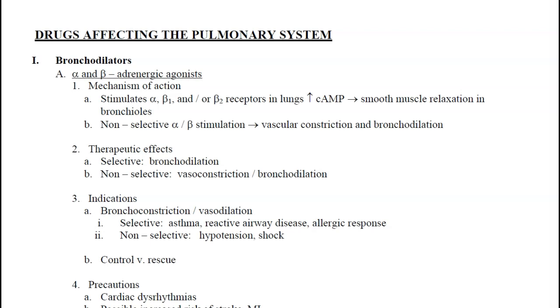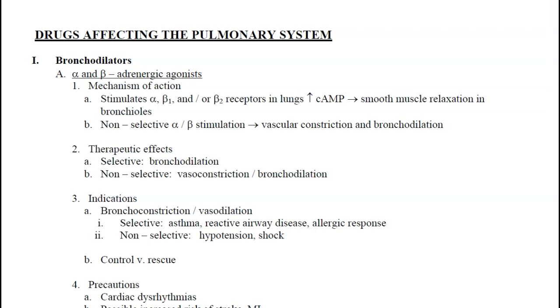The mechanism of action for alpha and beta adrenergic agonists is stimulating the alpha, beta 1, and sometimes, depending on what medication we're talking about, beta 2 receptors in the lungs. And so there's an increase in cAMP, or cyclic adenosine monophosphate, a molecule which acts as a messenger in the body. Within the intracellular messenger, there's a decrease in intracellular calcium that causes smooth muscle relaxation in the bronchioles.